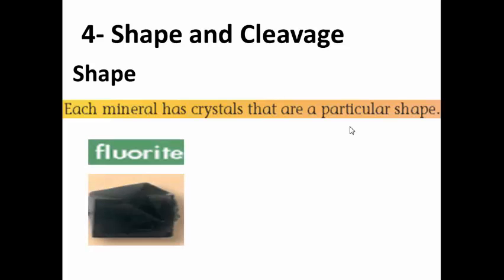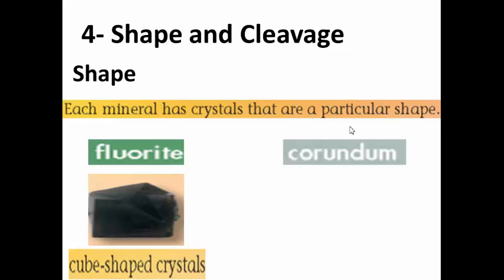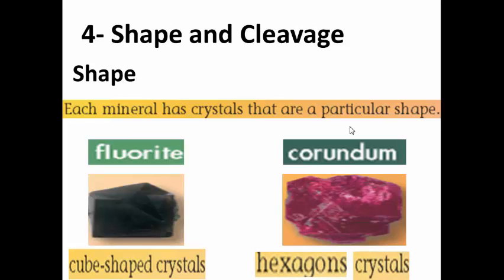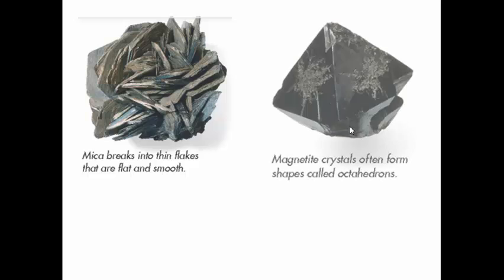Like here, fluorite. What is the shape of the crystals of fluorite? Fluorite crystals are cube-shaped crystals. Corundum has a particular shape too. Here, hexagon crystals. Each mineral has its specific shape, different from other minerals, the specific shape of crystals, the smallest unit of it. Like each of the other minerals right here, they have different shapes of crystals, but each kind of mineral has its specific shape of crystals.